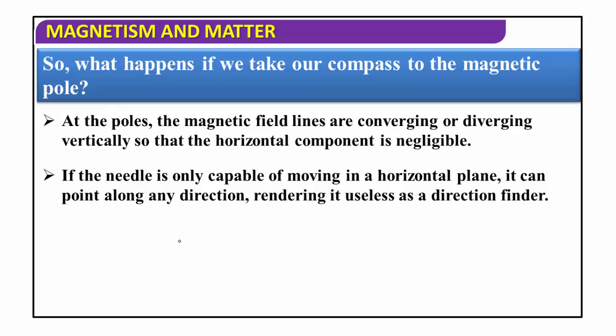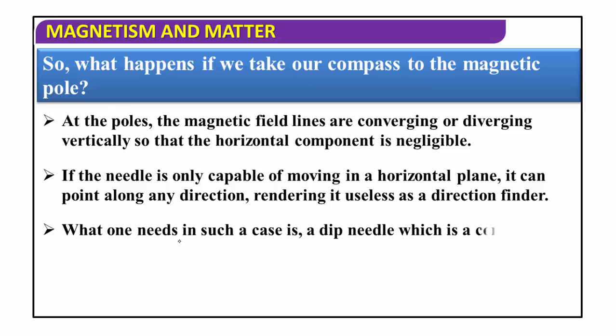What happens if we take our compass needle to the magnetic pole? At the poles, magnetic field lines are converging or diverging vertically so that the horizontal component is negligible. If the needle is only capable of moving in a horizontal plane, it can point along any direction, rendering it useless as a direction finder.